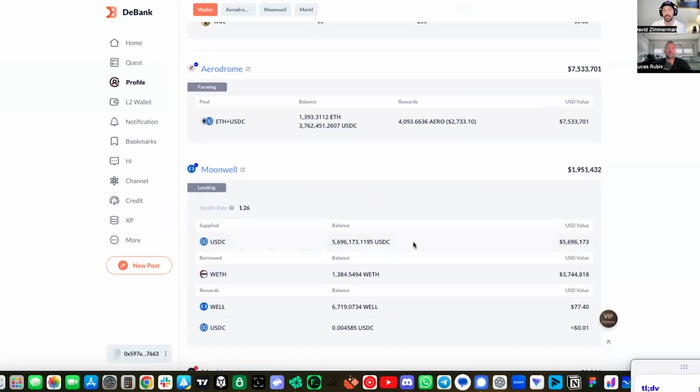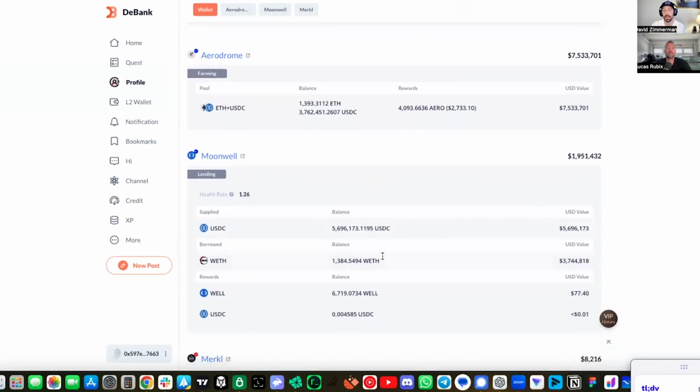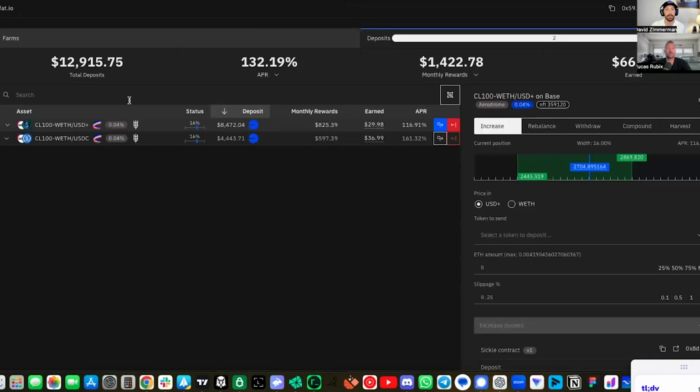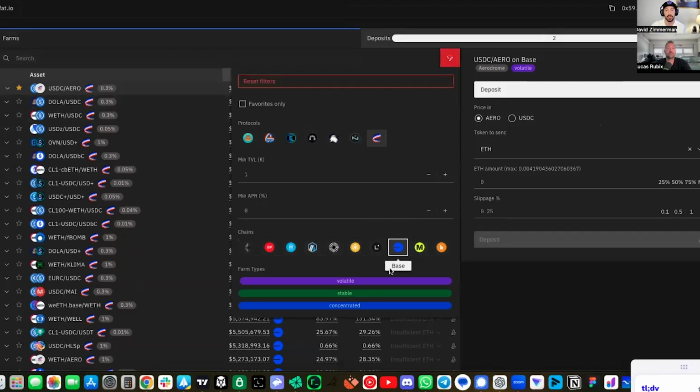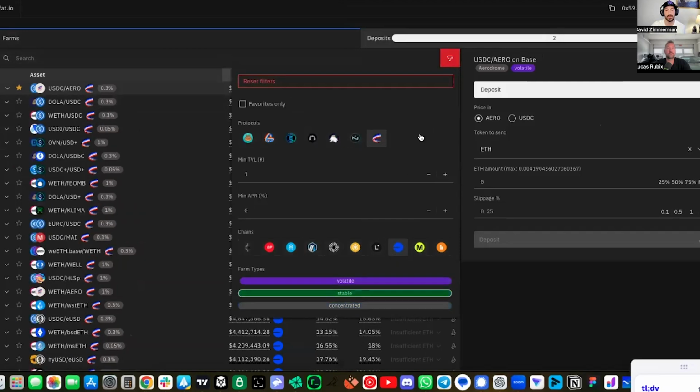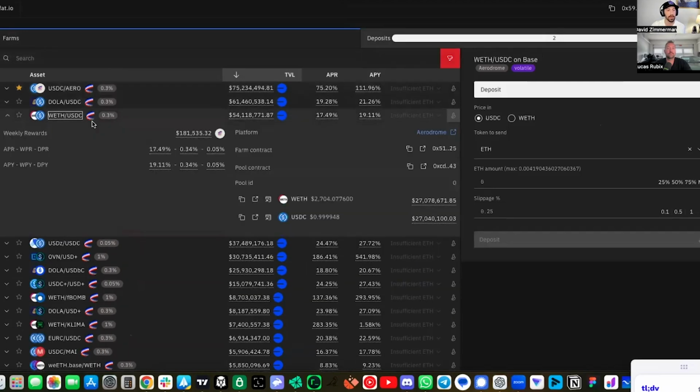So they supply stables, they borrow ETH against it, and then in a 50-50 ratio, they deploy that borrowed ETH with their own owned stables in a full range position on Aerodrome. And that pool on Aerodrome is, if I go to the farms here, and I just want to make sure that I'm looking only at those full range pairs, this wrapped ETH USDC pool on Aerodrome is currently paying 17.5%.